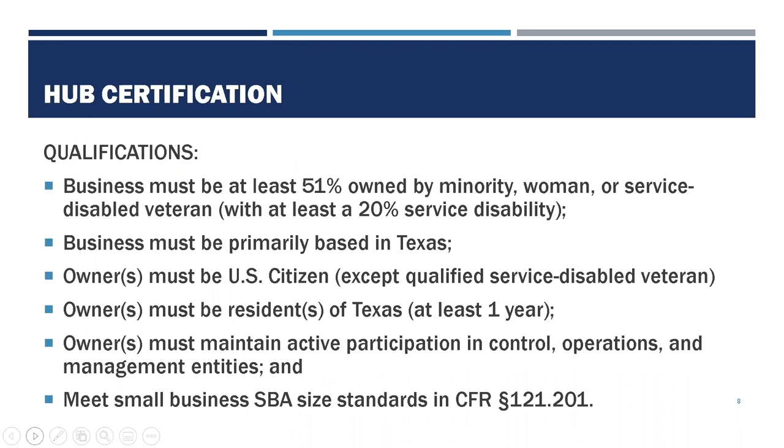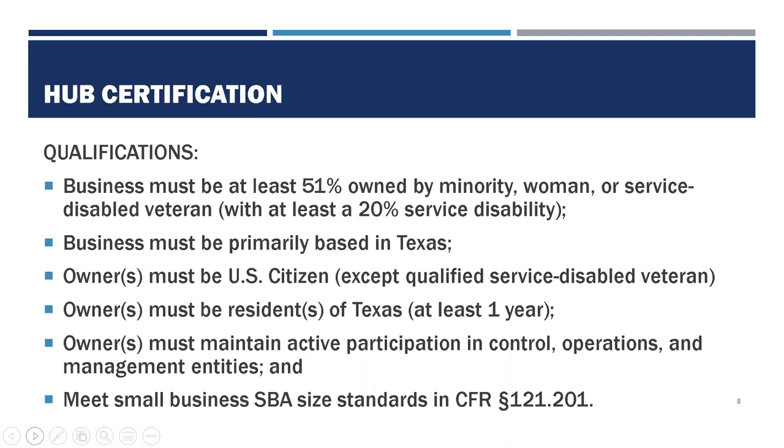Qualifications. So a business must be 51% owned by a minority, woman, or service disabled veteran with at least 20% disability. The businesses must be primarily based in Texas. If a business has branch offices, the main office must be located in Texas for us to consider that hub certification. Owners must be a US citizen, except for the qualified service disabled veteran category. Owners must be residents of Texas at least 1 year. Owners must maintain active participation in control, operations, and management of the entity.